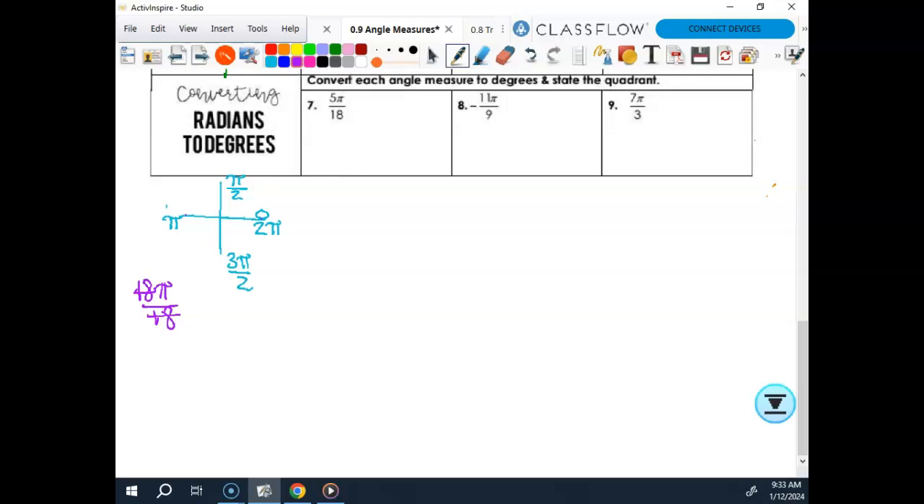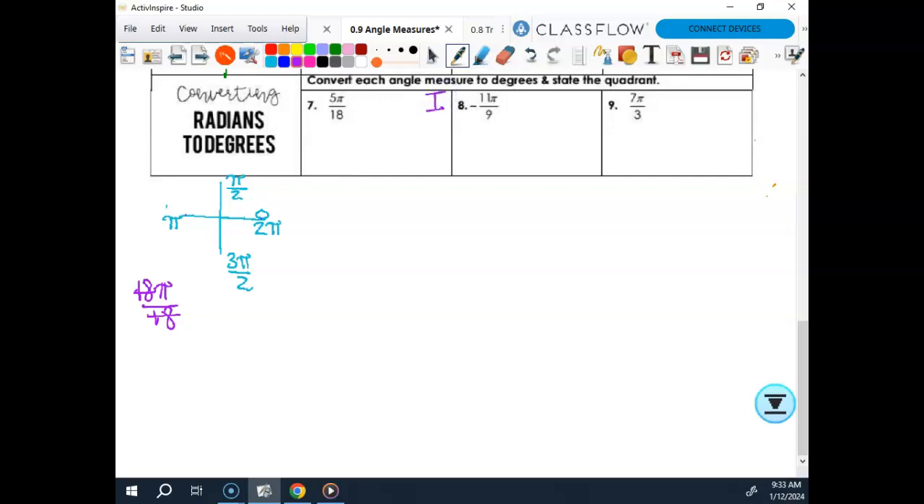9 pi over 18, right? Because that would reduce to 1/2. So this is 9 pi over 18. Understanding that much, tell me what quadrant is 5 pi over 18 in? 1, because it has to be somewhere between 0 pi 18ths and 9 pi 18ths, right? So just that thought around the circle there, we have to be in quadrant 1.